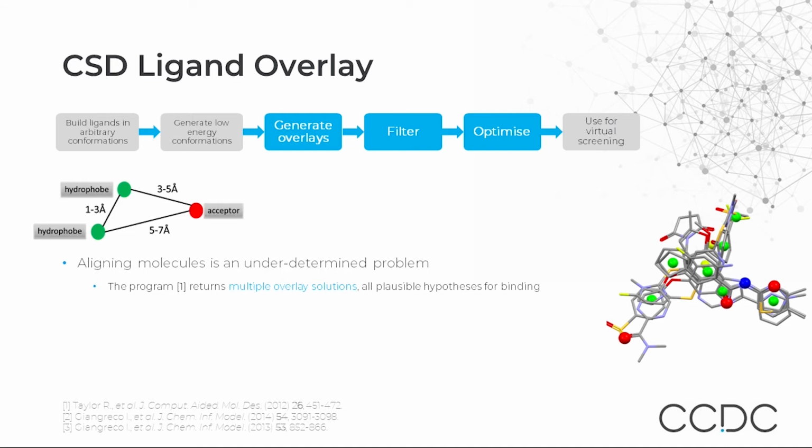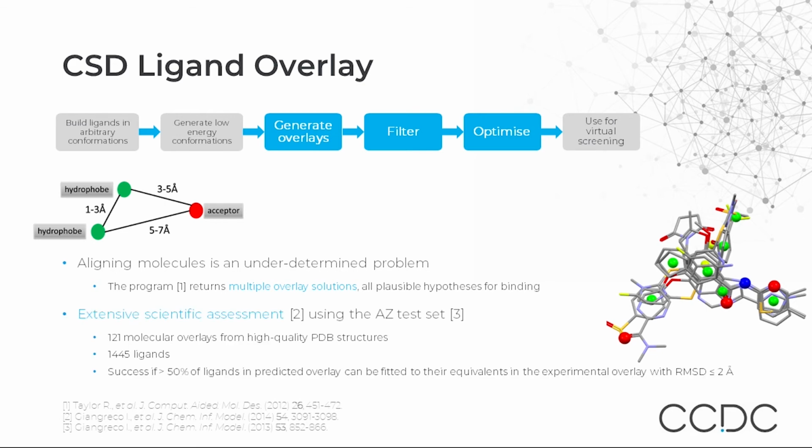This program represents each ligand by fitting points, which are basically features, like chemical groups with particular physicochemical properties. Generally three types of features are always used: hydrophobic centroids, H-bond donors, and acceptors. In addition to that, customized features can be defined, such as positive or negative centers. This ligand overlay program has also been validated extensively using the AZ test set, which consists of 121 molecular overlays, mentioned here and in these publications.